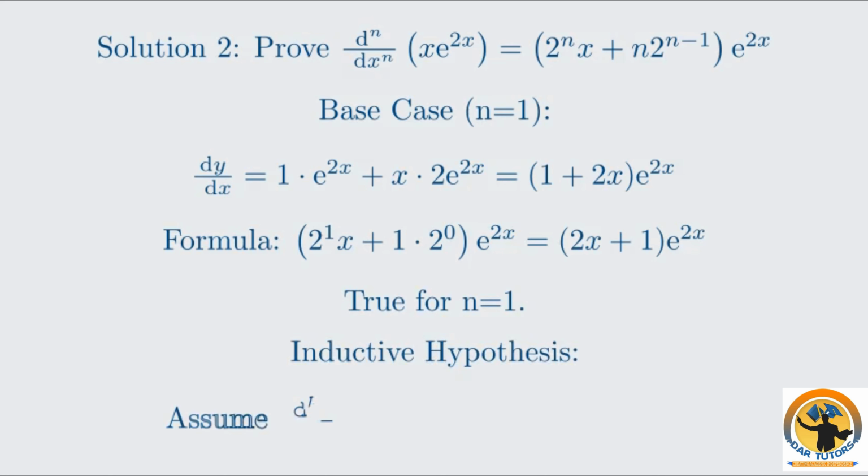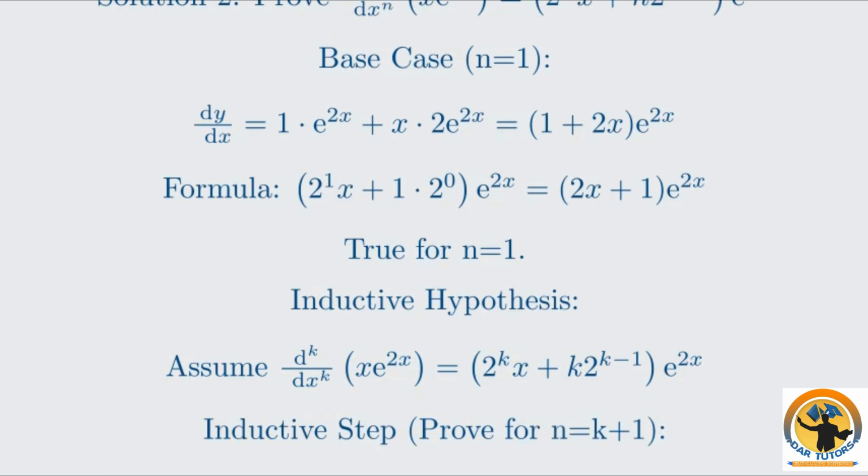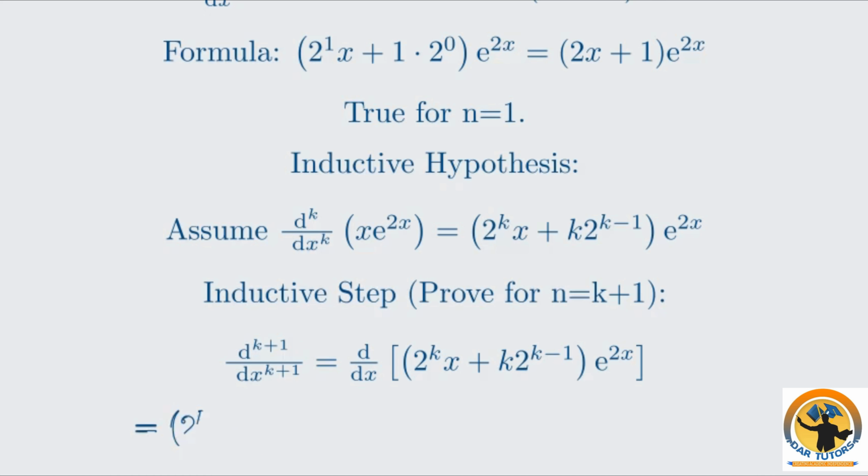Inductive hypothesis. Assume the formula is true for n = k. Inductive step. We need to prove the formula for n = k+1. We differentiate the kth derivative using the product rule.